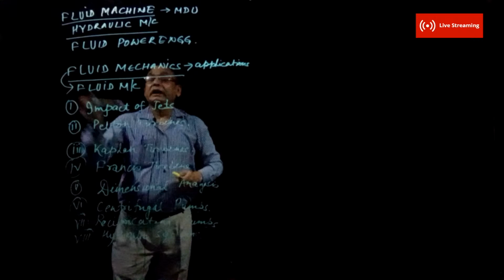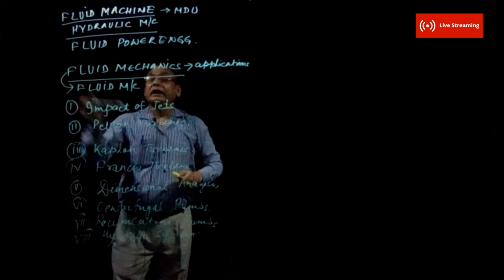So that is impact of jet, that is your section A or unit A, we can call it. Number 2, Francis and Kaplan, this is B unit. Then dimensional analysis and centrifugal pump, that is C section, and this is your D section. Now what we have to study in different chapters, today I am going to discuss all those things.